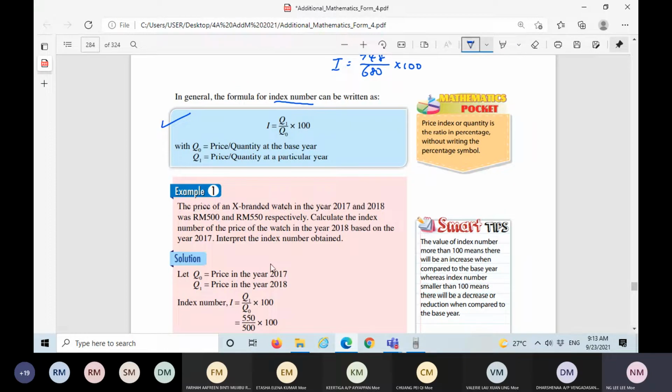Okay, so they say that price index means the index number related to the price or the quantity, is the ratio in percentage. You see, the ratio in percentage, but without writing the percentage symbol. Okay, this is another way of remembering what the index number is.